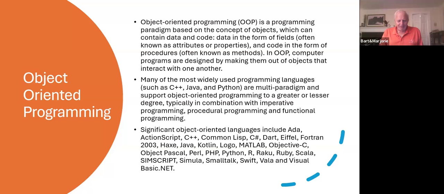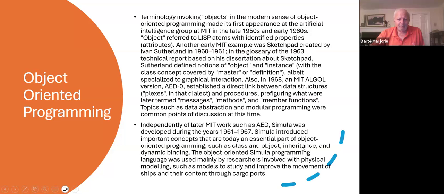We have languages today such as C++, Java, and Python that support both procedural or imperative and object-oriented programming. This is the par for the course, and this will continue this way for, I'm sure, quite a while. And there are a lot of purely object-oriented languages out there, such as C#, Ada, Logo, MATLAB, and so forth. So we'll come back to these as we get into it.